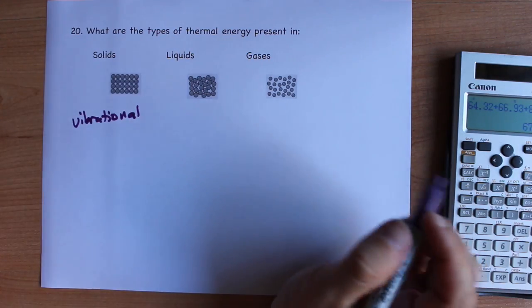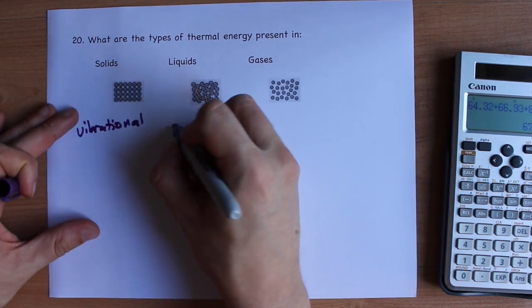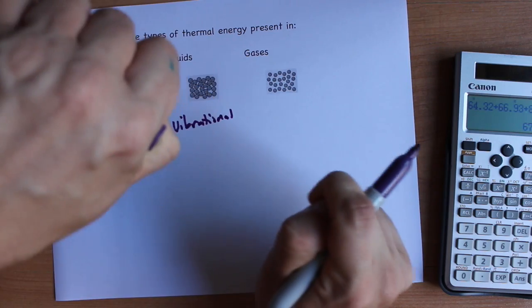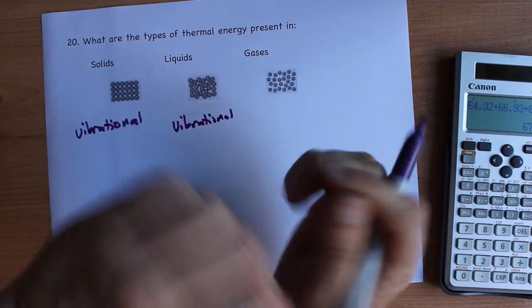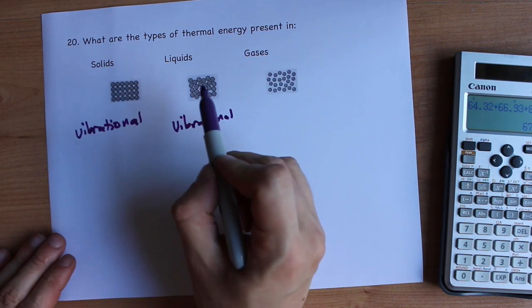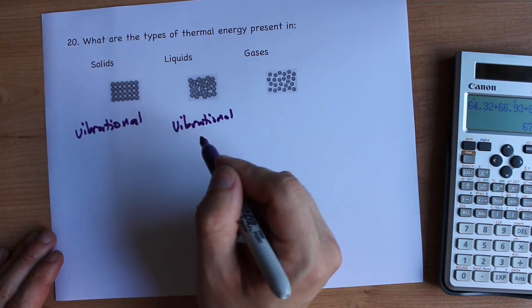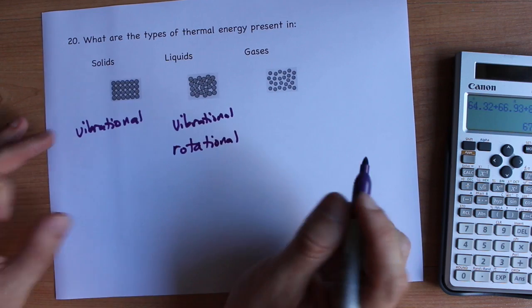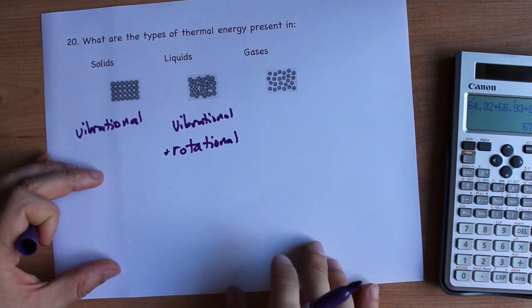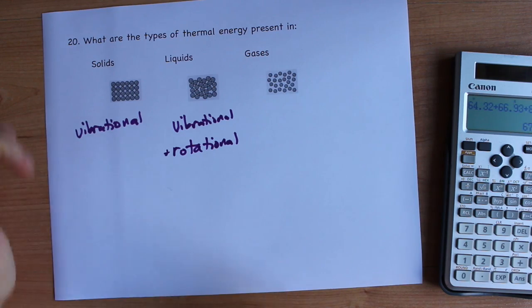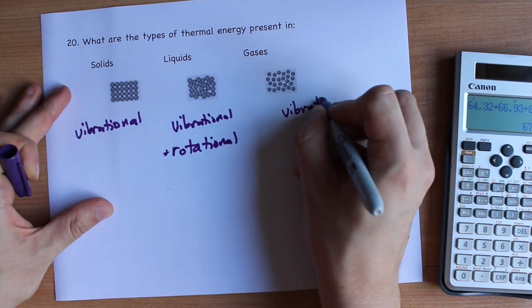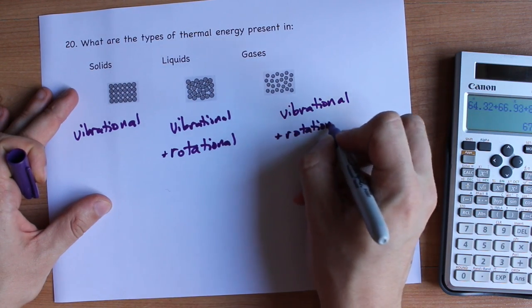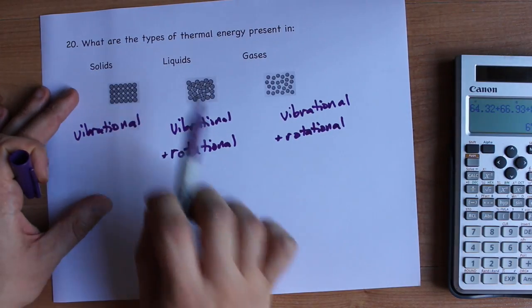When you melt a solid into a liquid, the molecules still have vibrational energy, but you've broken enough of the intermolecular forces that they can rotate and move around each other. That's why liquids can flow and solids cannot, because the molecules can move around each other due to rotational energy that they have in addition to the vibrational energy. Gases have vibrational energy because the atoms and molecules can vibrate no matter what, and they have the rotational energy needed to melt a solid into a liquid.